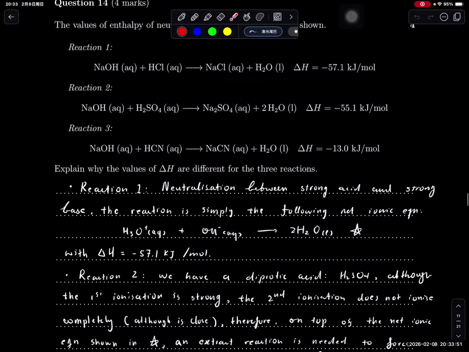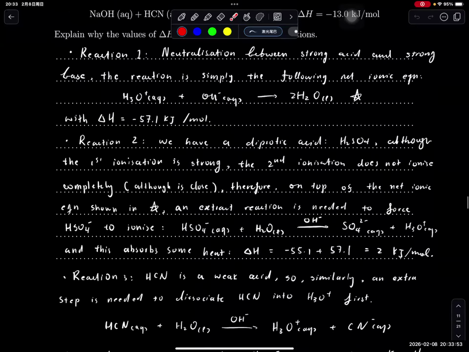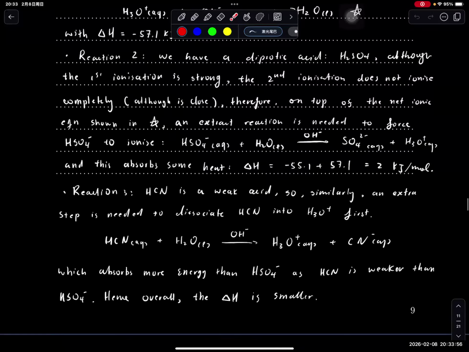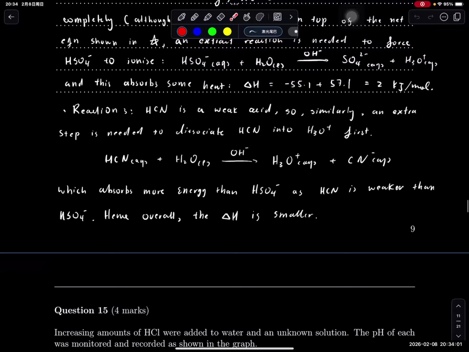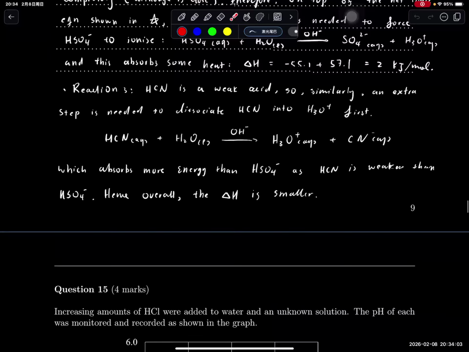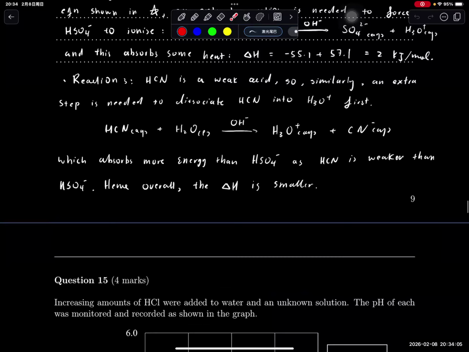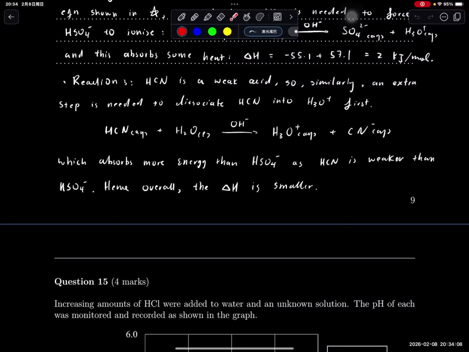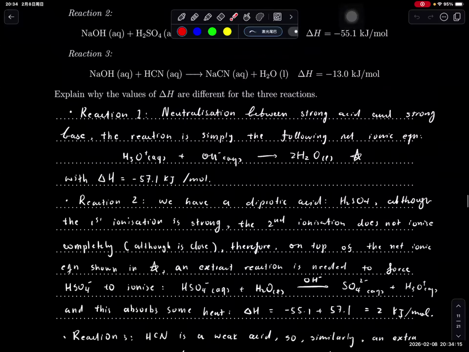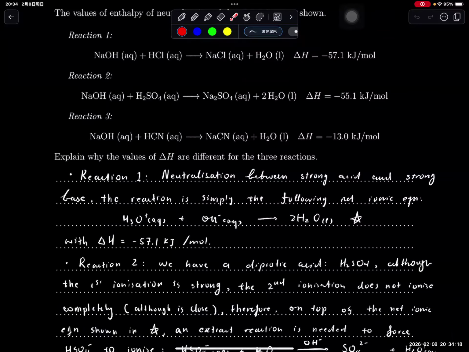Reaction 3 is between sodium hydroxide and a weak acid. Straight away mention that HCN, hydrocyanic acid, is a weak acid. So simply an extra step is required to neutralize all of the equilibrium leftovers, and it absorbs heat, of course. But because this is a really, really weak acid, it absorbs much more heat than the second ionization of sulfuric acid. Therefore, the delta H is much more significantly towards the positive side.